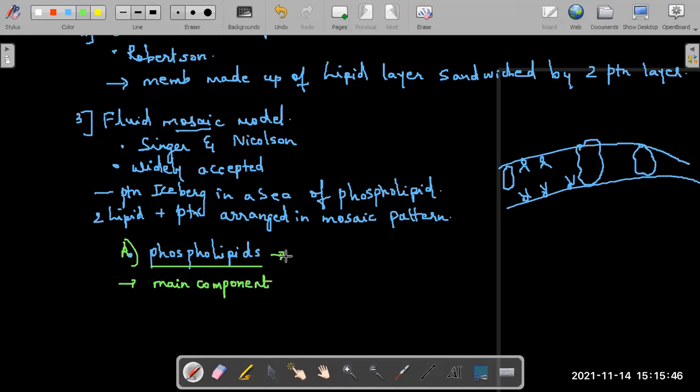Examples of phospholipids would be phosphatidyl serine, and the other examples are given here, such as phosphatidyl choline. I'll write this, and you can read about it from the books.